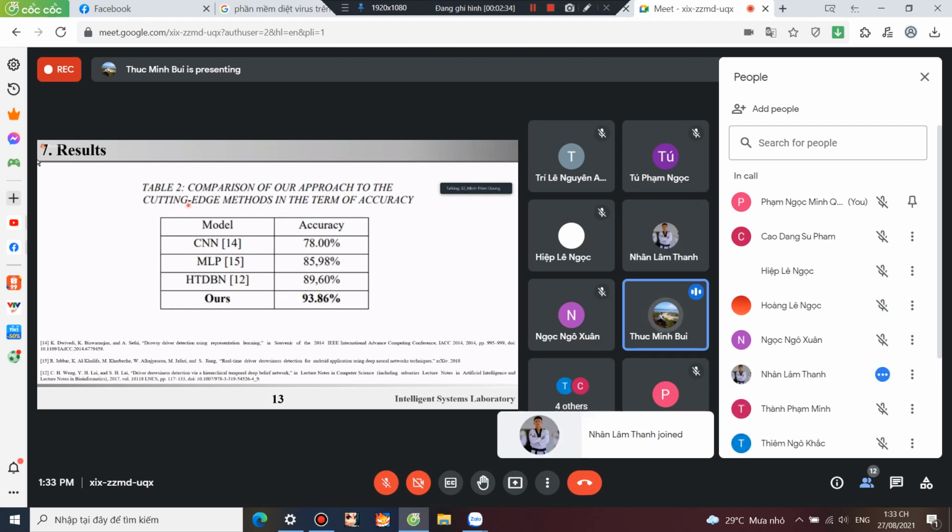According to table 2, we also conducted a comparison with existing methods. We can see my work achieves better accuracy than the other one.